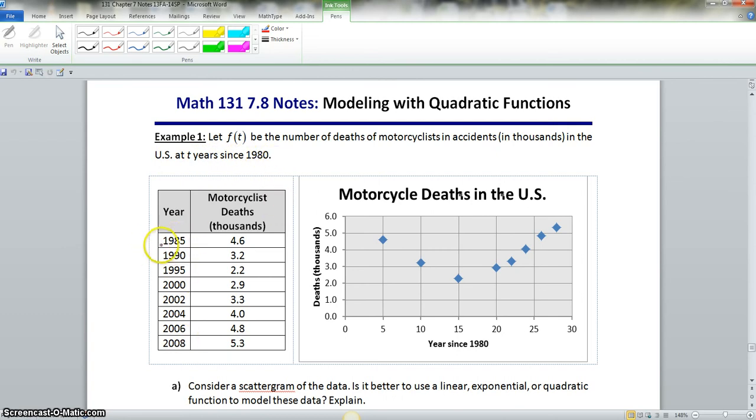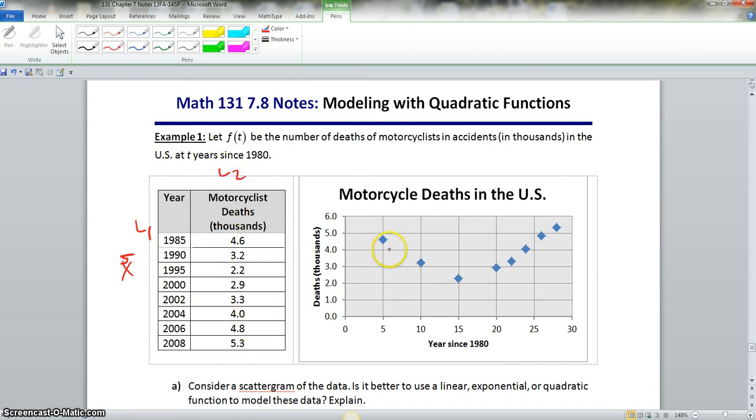Now, first of all, these years, we know that we would do L1. This is going to jump a little bit, but we know that this will give us 5, 10, 15, 20, 22, 24, 26, and 28. Those are the values that you will put in your calculator. That'll be your L1. This will be your L2.